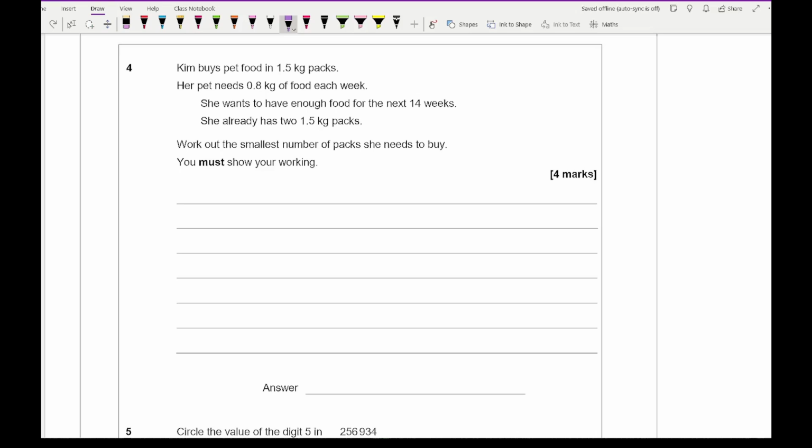So for a 14-week supply, we know that the pet needs 0.8 kilograms each week, and we're looking at 14 weeks. So that's going to be 14 times 0.8, which gives me an answer of 11.2 kilograms. So that's how much food the pet needs.